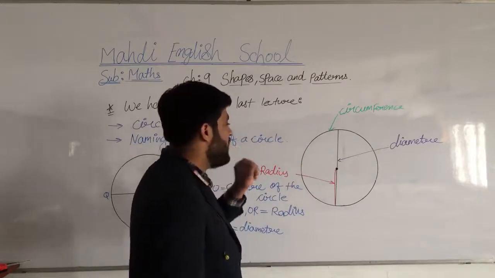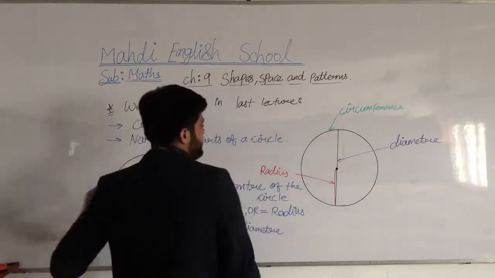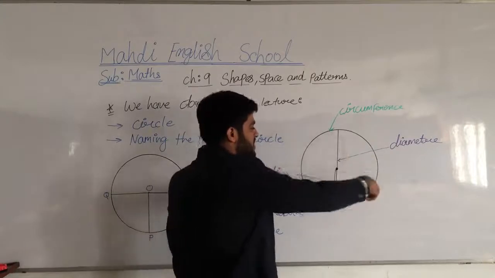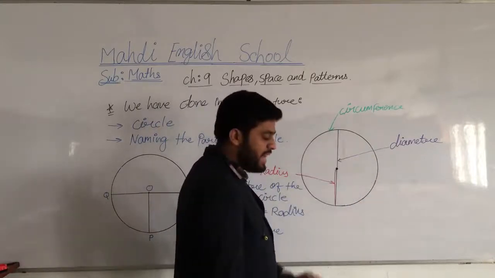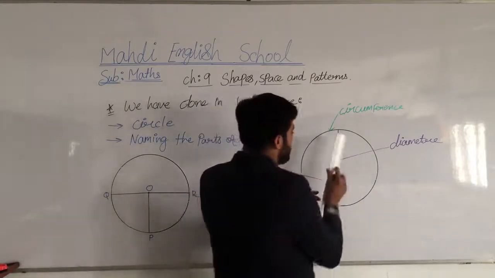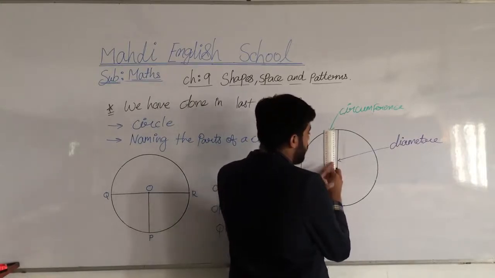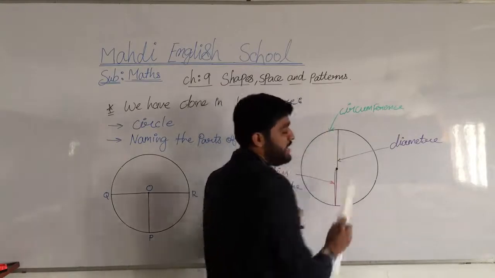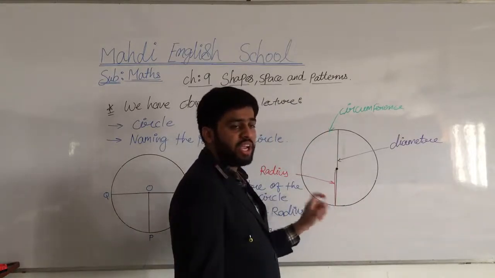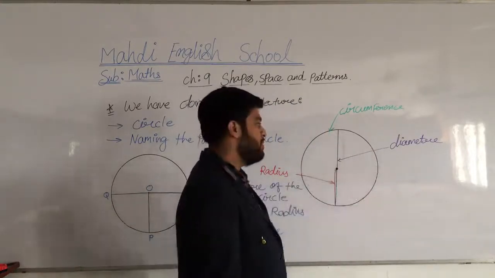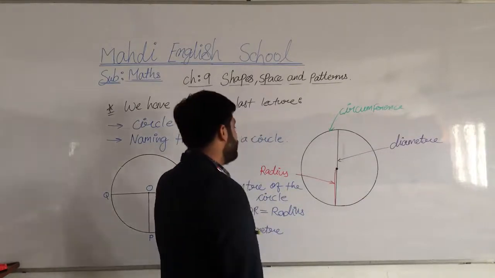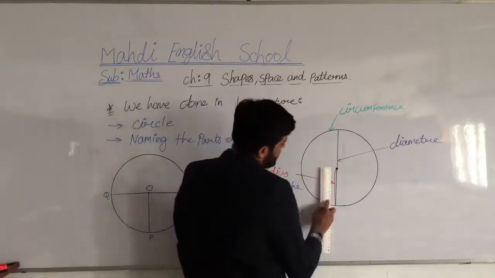Okay, and we have to measure the diameter. How do we measure the diameter? We know this circle wall and this black line is the diameter. By using a scale, we can check how many centimeters the diameter of this circle is, and we have to write it in centimeters. Then after that we have to check the radius. How many centimeters?